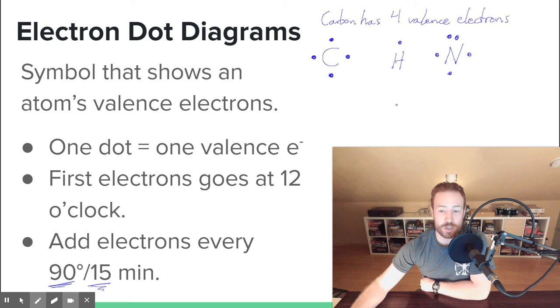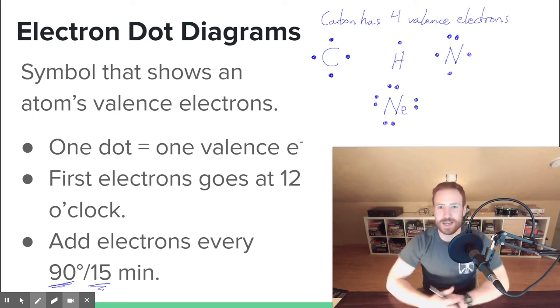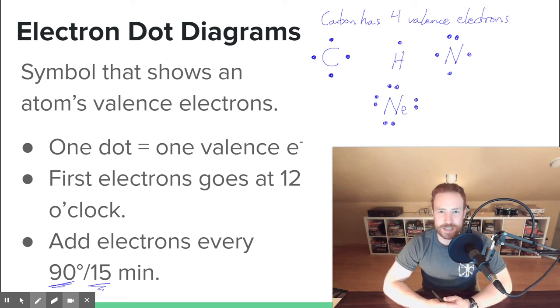What about something like a noble gas, like a neon that has 8 valence electrons? Well, the first one's going to go here, second here, third here, fourth here, then fifth, sixth, seventh, and eighth. That's it. Now you know how to draw electron dot diagrams.